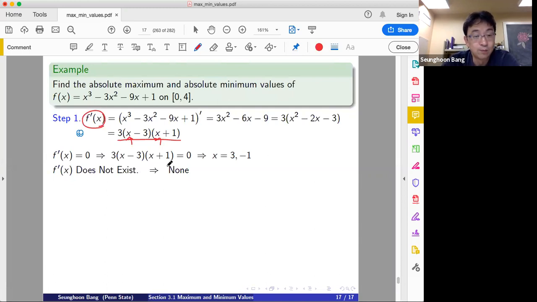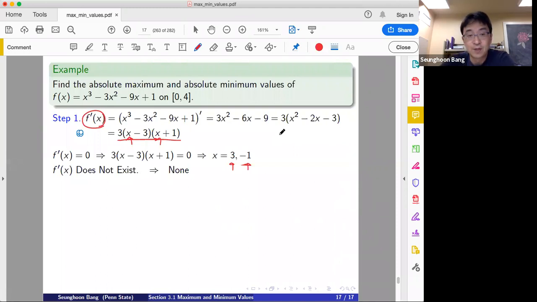One more question: which one is the critical number? 3, minus 1, or both? What is your answer? Could you write your answer on the chatting board? Which one is the critical number? 3, minus 1, or both? So what is your answer? Could you write your answer on the chatting board?